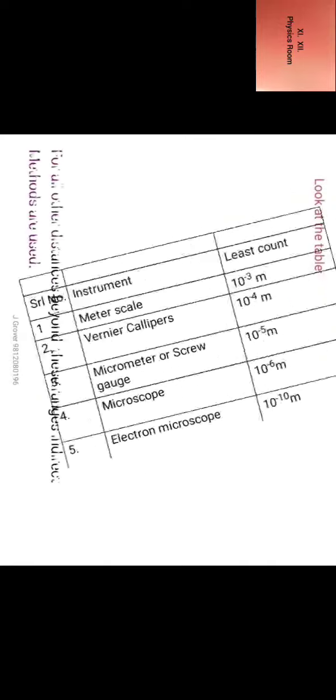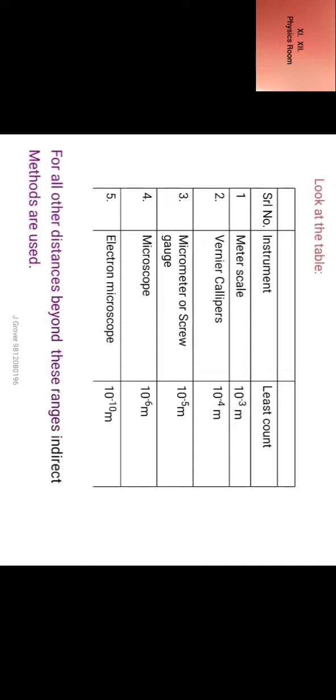In direct methods, instruments are used to measure lengths. For example, look at the table. This table reveals that meter scale is used to measure length minimum up to 10 raised to power minus 3 meter, that is 1 millimeter.